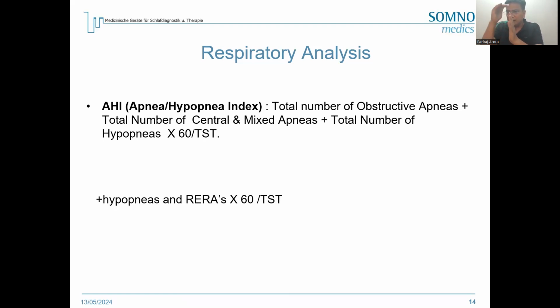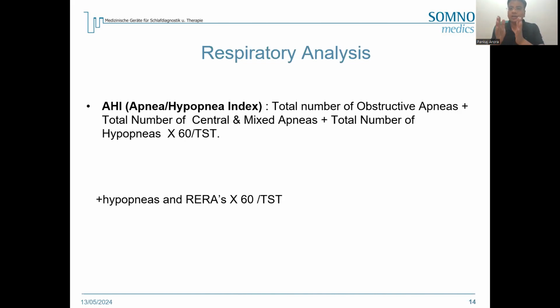So with a 30% reduction in the volume, but with a desaturation of 3%, it is called a hypopnea. And obstructive apnea, I already told you, is complete cessation of flow. Then you need to calculate the total number of obstructive apneas, the total number of hypopneas, and the total number of central apneas. So what are central apneas? When your neuro does not send a signal to your body to breathe by itself, that is called central apnea.